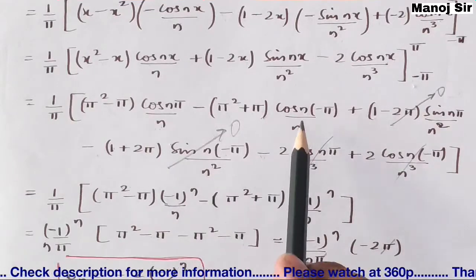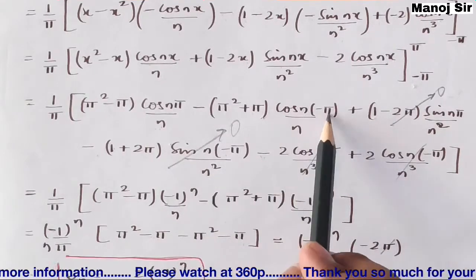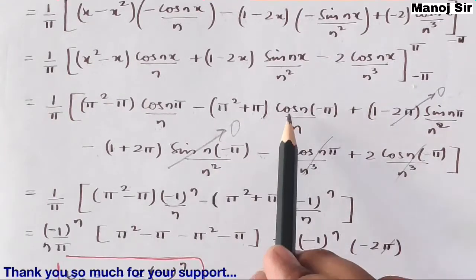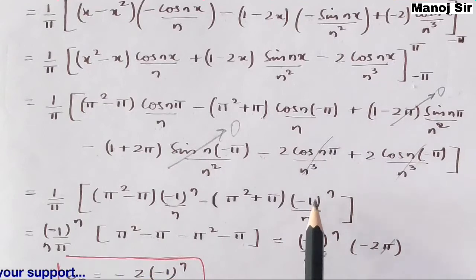In the same way, cos of minus theta is cos theta. So the minus is as it is, pi square plus pi is as it is, and cos of n pi is minus 1 power n upon this n.